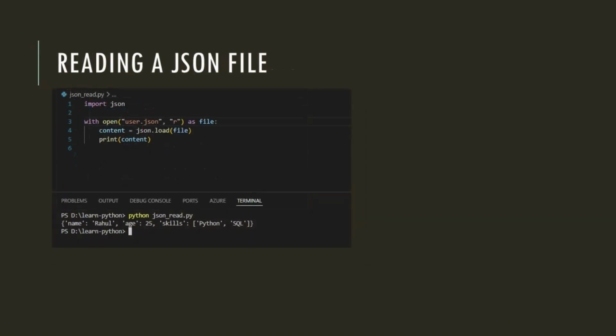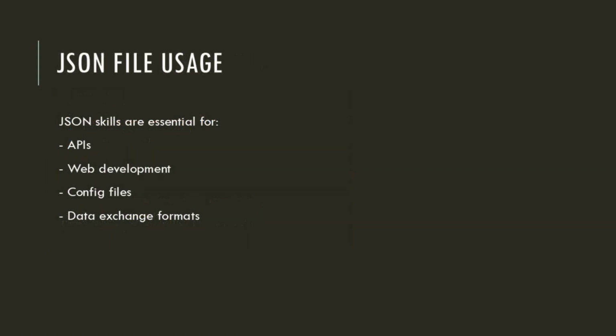Reading JSON. import json, with open('user.json', 'r') as file: content = json.load(file), print(content). So here we have seen an example of writing to a JSON file and then reading from the same JSON file. JSON skills are essential for APIs, web development, config files, data exchange formats.